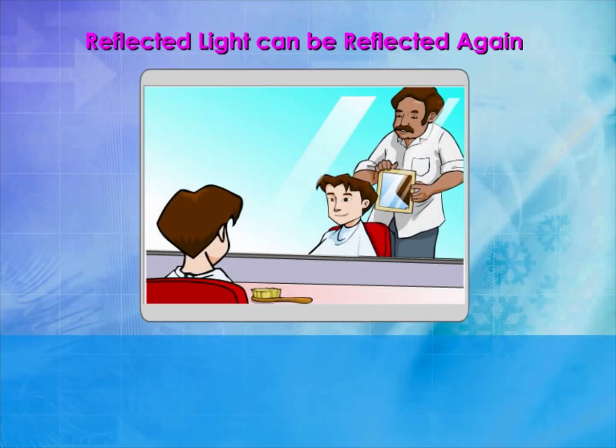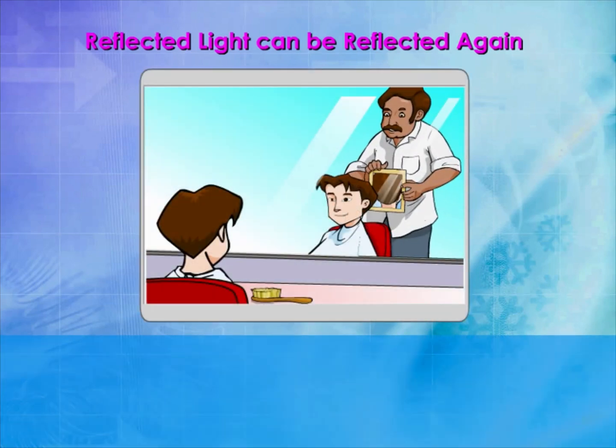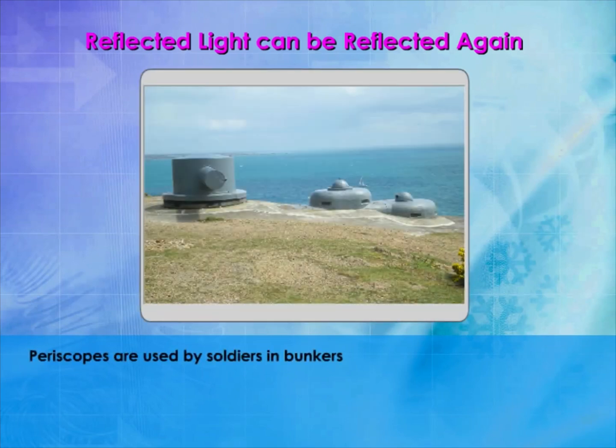Reflected light can be reflected again. When you visit a hairdresser, he makes you sit in front of a mirror. After your haircut is complete, he or she places a mirror at your back to show you how the hair has been cut. This is made possible by means of a periscope. The periscope makes use of two plane mirrors. Periscopes are used by soldiers in bunkers to see things outside.